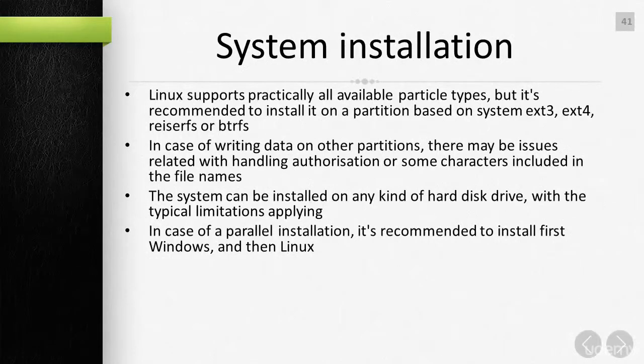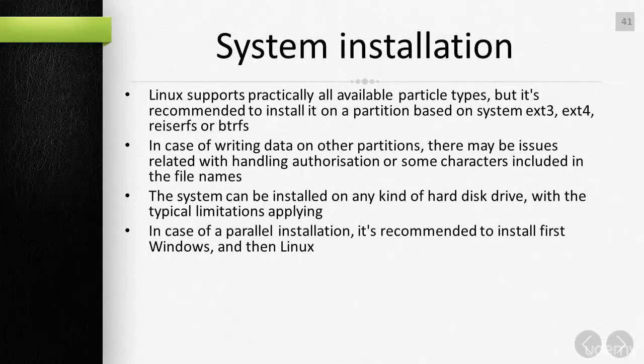In the case of a parallel installation of Windows and Linux on a single computer, usually it's recommended to install Windows first and Linux second. This is due to one simple fact. The Linux system is able to detect all other operating systems during installation, both Microsoft and third-party, and prepare the starter application in such a way that each operating system is visible in the selection list.